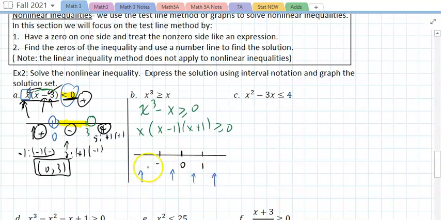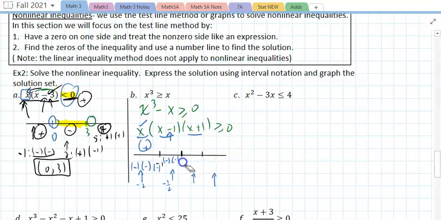Pick a point to the left of -1, say -2. -2 minus 1 is -3. -2 plus 1 is negative. 3 negatives multiplied will give a positive. How about a point between -1 and 0? Say -1/2. That's a negative. -1/2 minus 1 is a negative.